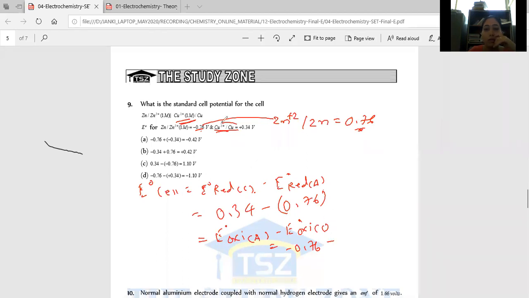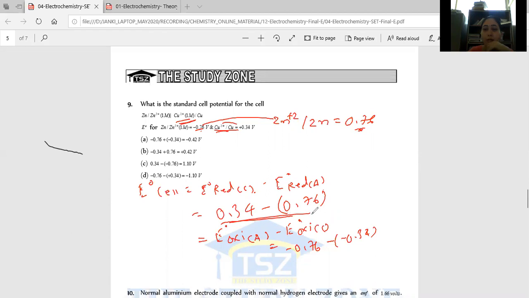Oxidation of cathode, that is a reduction. Plus 2 to 0. And the oxidation potential will be minus 0.34. So again we get the answer minus 0.34. It means there is a correction in the answer. If my final answer is 0.34 minus 0.76, 0.34 positive minus 0.76, then this is the answer. Answer is 0.34 minus 0.76. So that is minus.